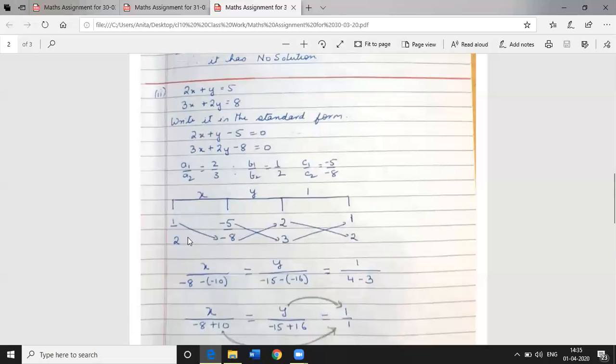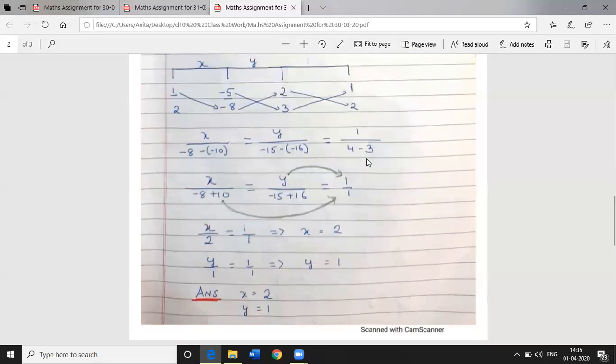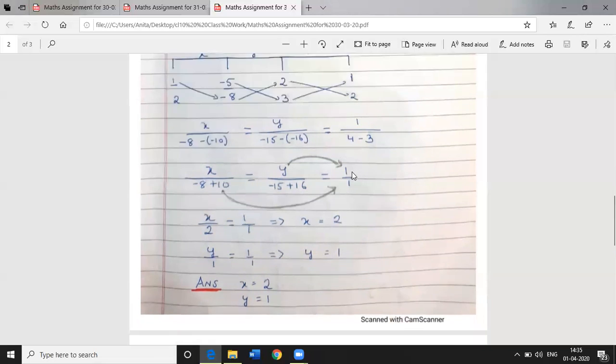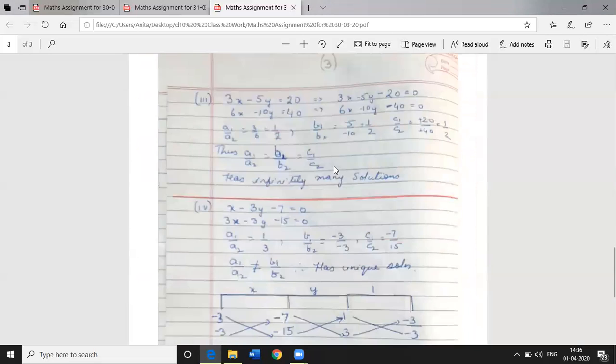You don't have to learn up any formula here. Just learn it up. x, cross here, minus this. y, cross multiply here, minus cross multiply this. 1, cross multiply, minus this. And then equate first with the number last, second with the last again to get your x and y values. Then go to the third one.